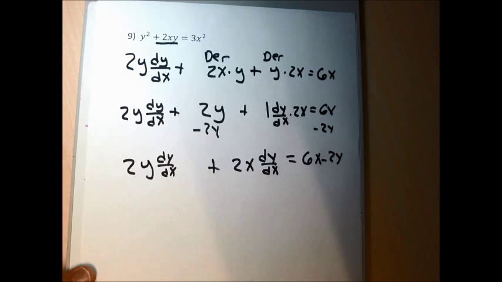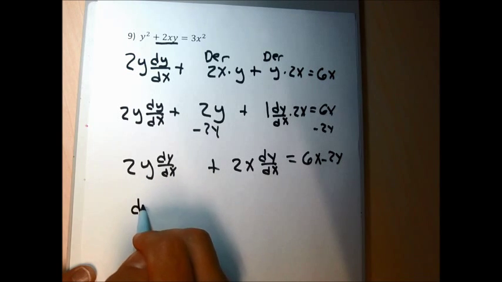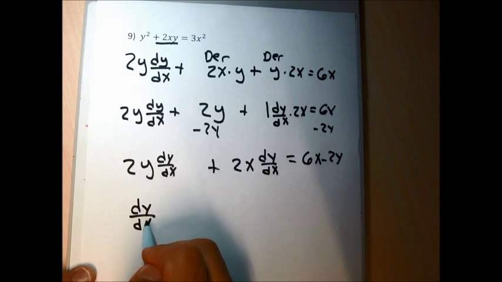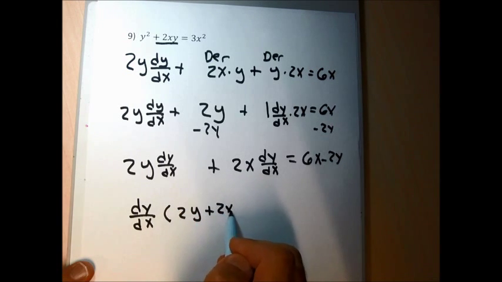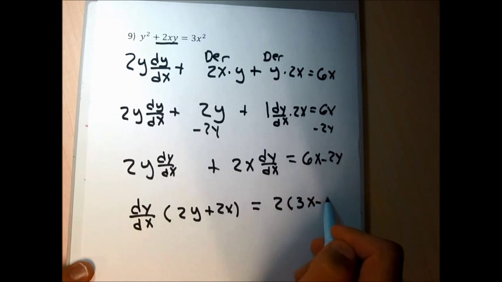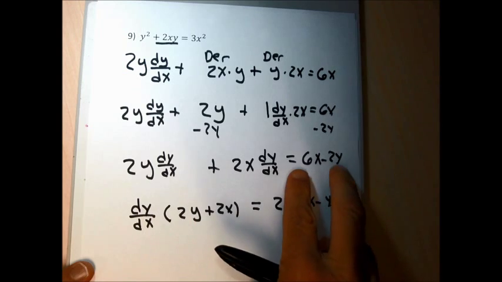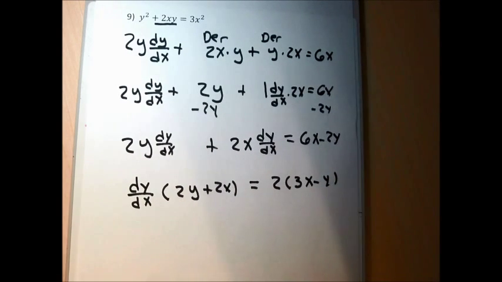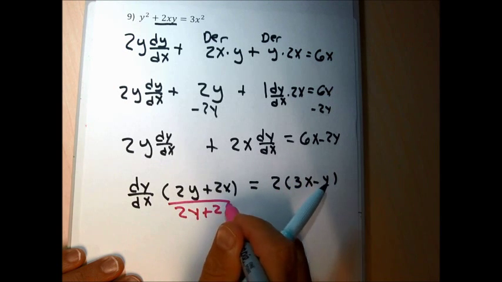I'm going to factor out a common factor of a 2. On the left side, I need to solve for dy/dx, so I'm going to pull out a common factor of dy/dx. There's a bigger common factor than dy/dx, but if I factor it out, it's going to make it harder to solve for dy/dx. So on this step, I did 2 common factorings. I factored out the dy/dx, which I'm trying to solve for, on the left side, and I factored out a 2 on the right side. Now I can divide by 2y plus 2x.